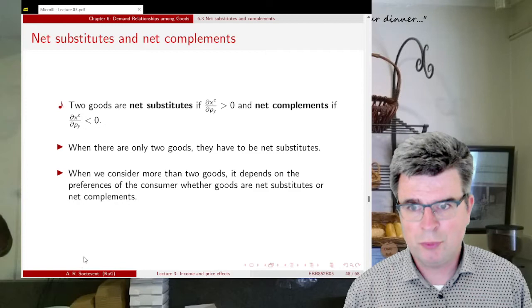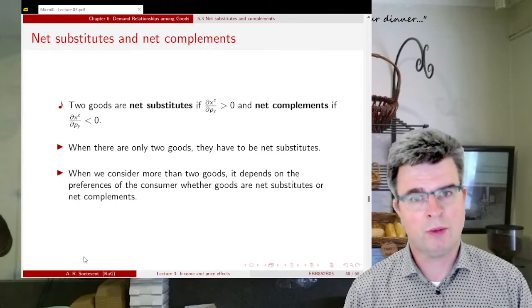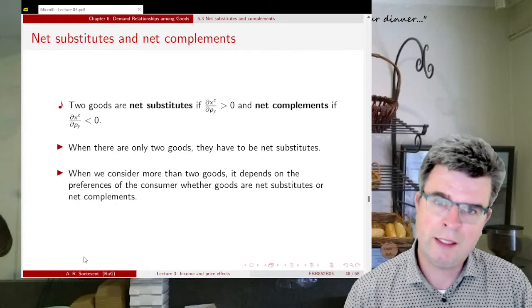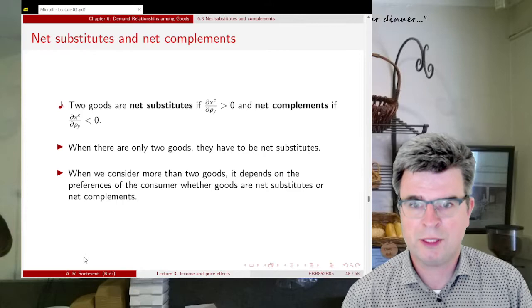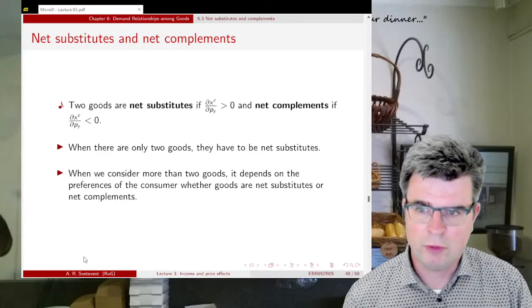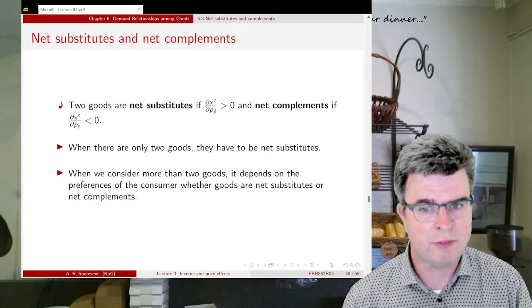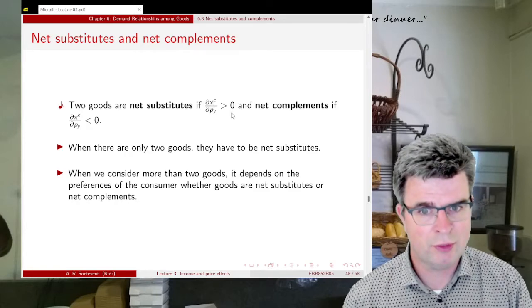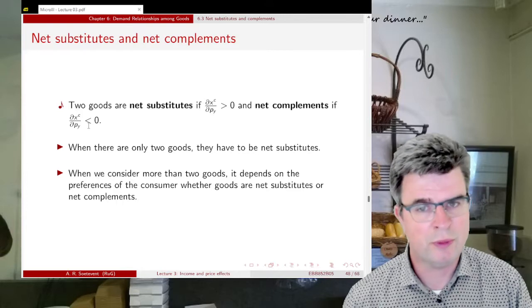Fortunately, there is a solution. Instead of gross substitutes, we will apply the concept of net substitutes and net complements. The difference being that instead of using the uncompensated demand function, we will use the compensated demand function. So 2 goods are net substitutes if a price increase in the one leads to an increase in the compensated demand of the other, and they are net complements if this value is negative.